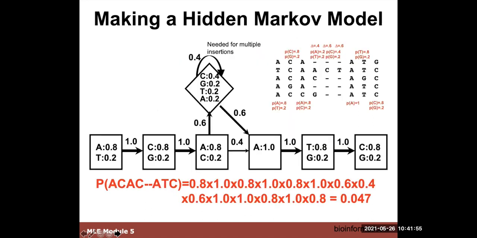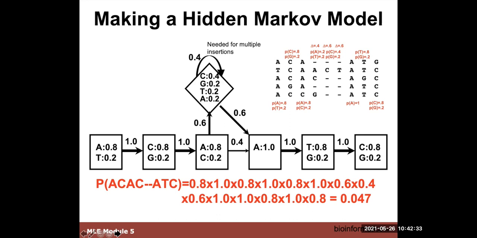Now we have to generate a model, and if you recall, diamonds are used for insertions, circles are for deletions, and squares are used for matches. So we have to now draw out a graph. This is the graphical model for that sequence alignment, which is shown in the corner there with the screenshot. And this is the graph that would best explain the model through a hidden Markov approach.